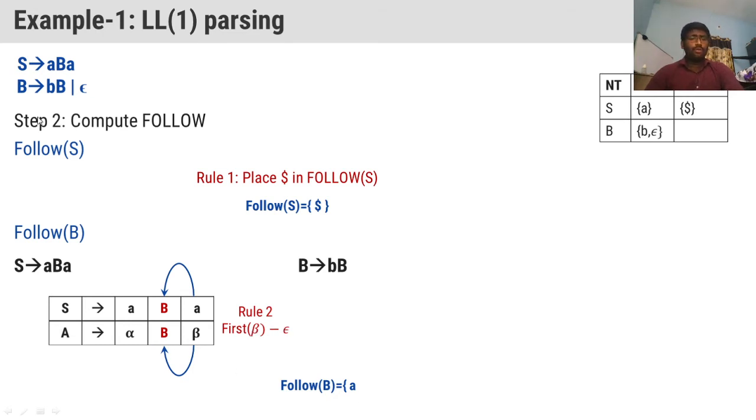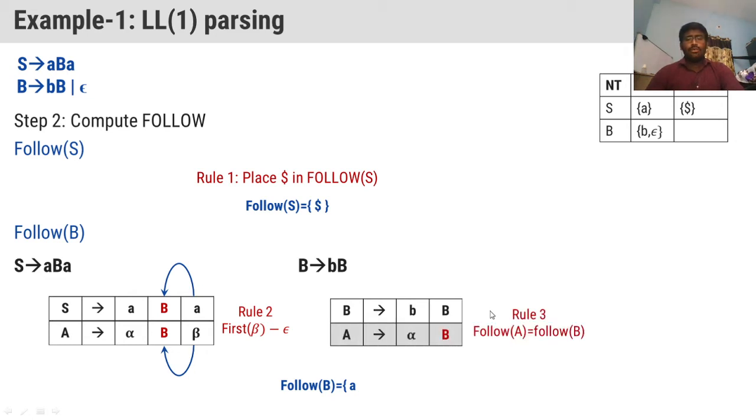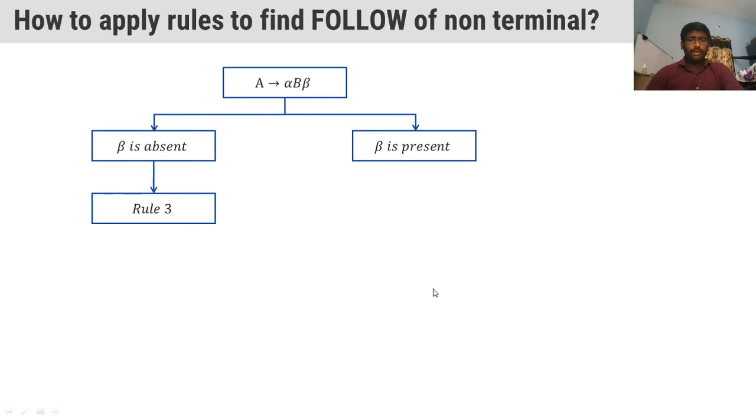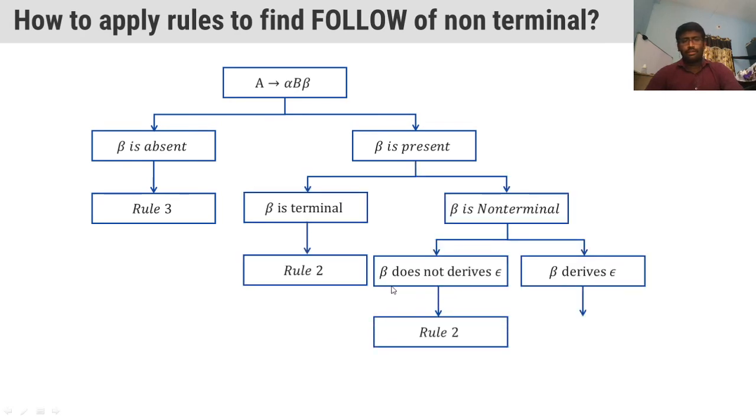And there is one more production here: B implies small b followed by capital B. You see the other one here. B is not followed by any other symbol. If B is not followed by any other symbol, what happens? Let us go to the rules. If it is not followed by any symbol, what is the rule we have seen for that? If beta is absent, what will we do?